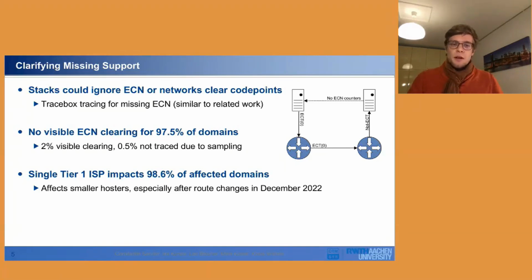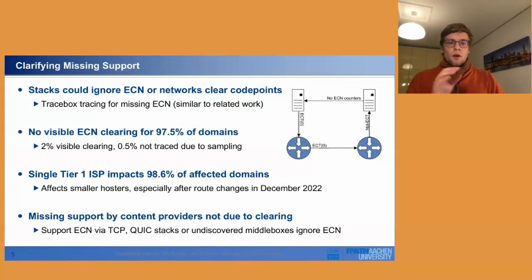This especially affected smaller hosters, especially after we saw route changes in December 2022. We are doing our measurements from Aachen, which uses the German research network. And there were some route changes at the beginning of December from one ISP to another. After that, we suddenly saw a rapid decrease in ECN usage here.